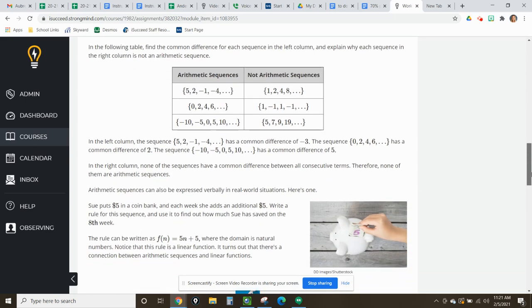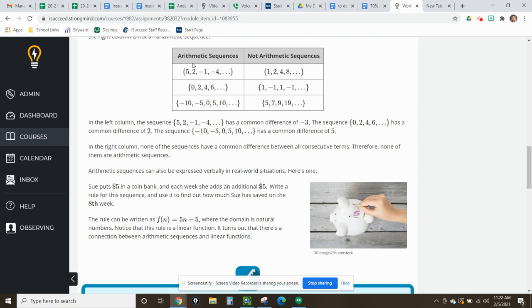Okay, so here's a little table that shows you some arithmetic sequences and some that aren't. So let's see what we're doing here. From 5 to 2, we're subtracting 3. From 2 to -1, subtracting 3. -1 to -4, subtracting 3. Because we're subtracting the same thing every single time, that's an arithmetic sequence. Same with this one. It looks like we're adding 2, adding 2, adding 2. That means it's an arithmetic sequence. Here we're adding 5 every time. So arithmetic sequence.